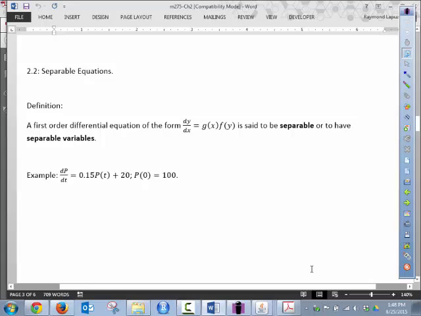So now we're off to the next section, our first crack at solving an actual differential equation analytically, using math instead of just the graphs that we were just doing. We can actually use our Calc 2 skills.